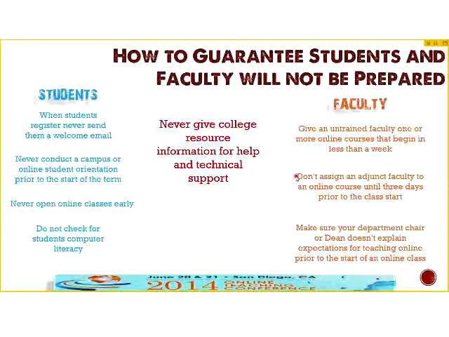For faculty, here's another one. Don't assign an adjunct faculty to an online course until 3 days prior to the class start. The top one up here, give an untrained faculty one or more online classes, is for full-time faculty that's even experienced with this. With an adjunct, they're already unfamiliar with your processes. They're unfamiliar with your campus. They're unfamiliar with your college and your institution. So if you assign them an online course 3 days prior to the class start, it's going to be problems.